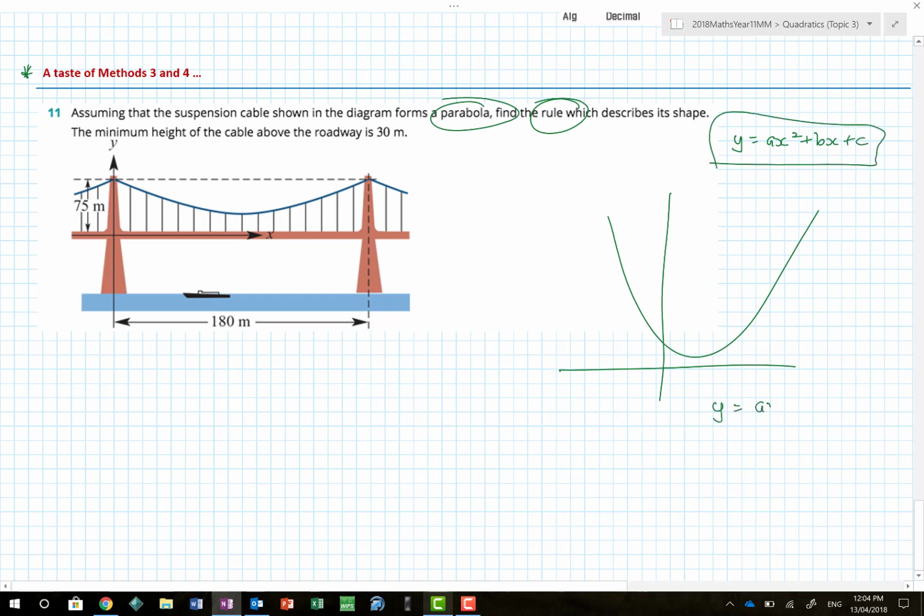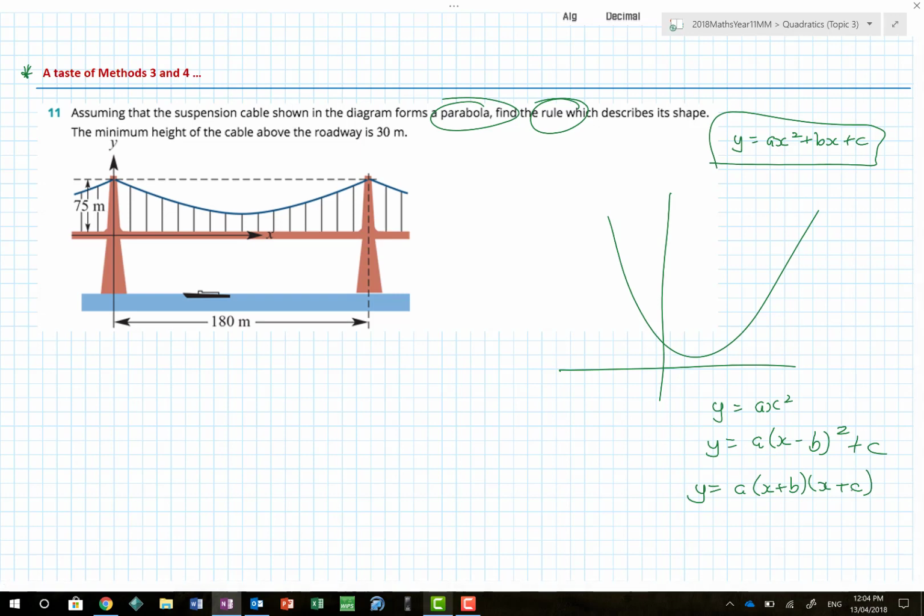y is equal to ax squared if it's a general, or y is equal to a(x minus b) squared plus c, or y is equal to a(x minus b)(x plus b) plus c. So I've got 4 different equations there. I've got to work out what information they give me in the question. Right, well, do they give me any coordinates?